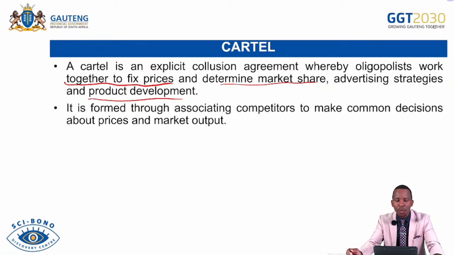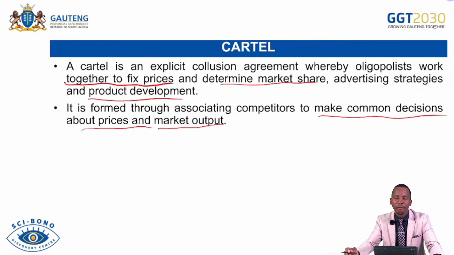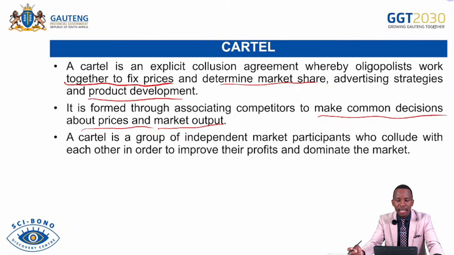It is formed through associating competitors to make common decisions about prices and market output. That's how it's formed. Firms will simply associate themselves as groups so that they can make decisions based on pricing and production or output. A cartel is a group of independent market participants who collude with each other in order to improve their profits and dominate the market.